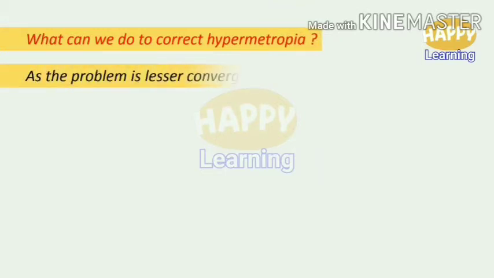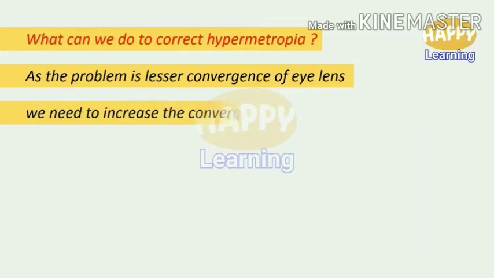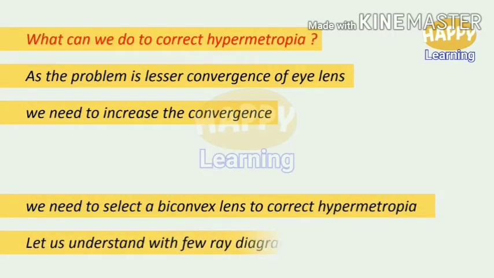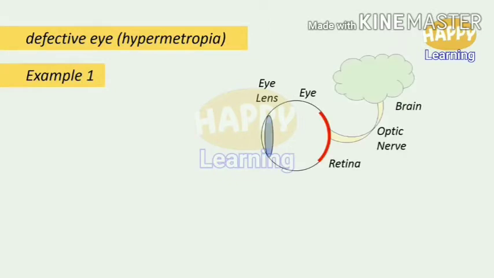As the problem is lesser convergence of the eye lens, we need to increase the convergence. We need to select a biconvex lens to correct hypermetropia. Let us understand with a few ray diagrams. This is a defective eye having a problem called hypermetropia. Let it be example 1.